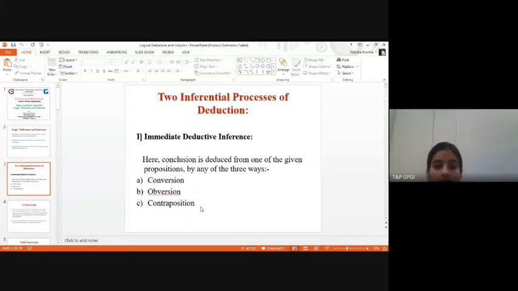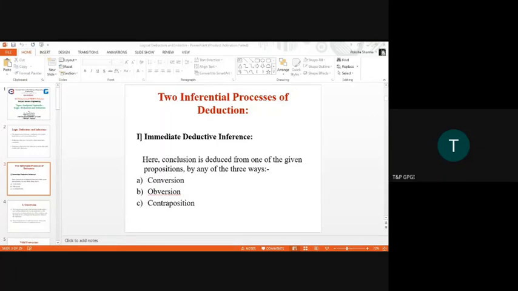Now, there are two inferential processes of deduction. First is immediate deductive inference. So what comes under immediate deductive inference? Here, the conclusion is deduced from one of the given propositions by any of the 3 ways. So there are 3 ways on the basis of which you can do this: conversion, obversion, and contraposition.